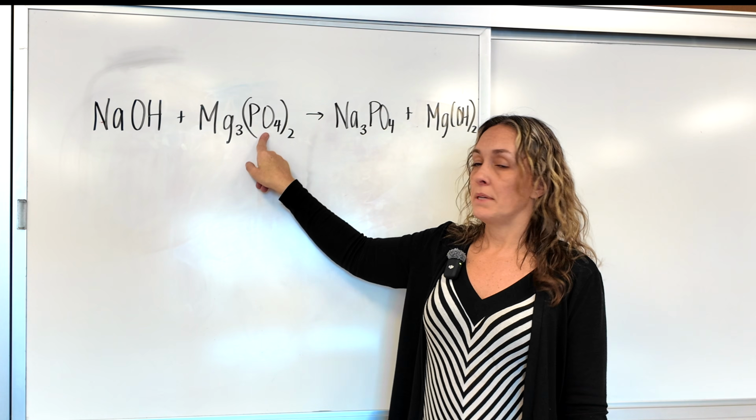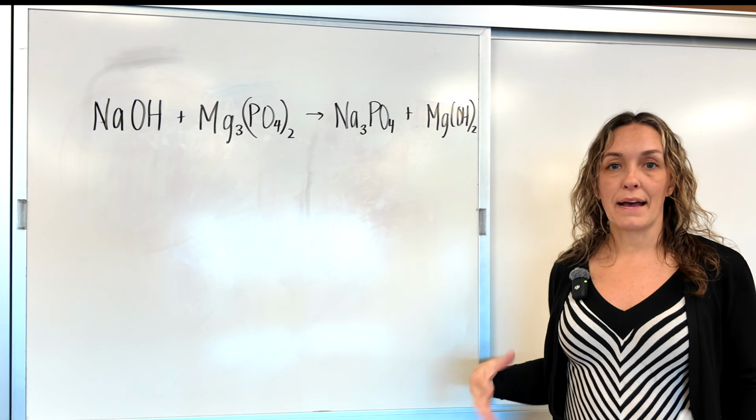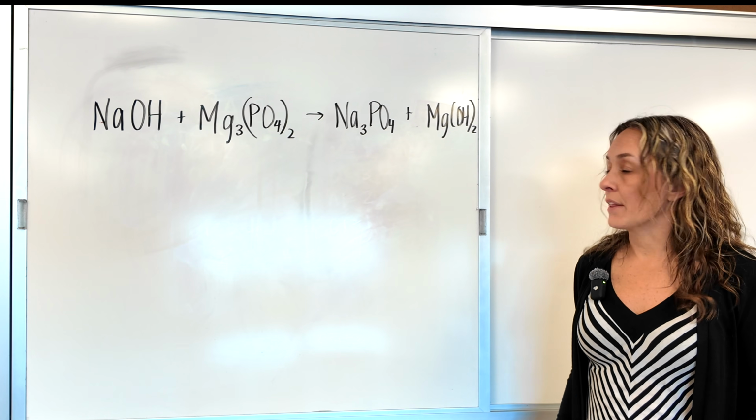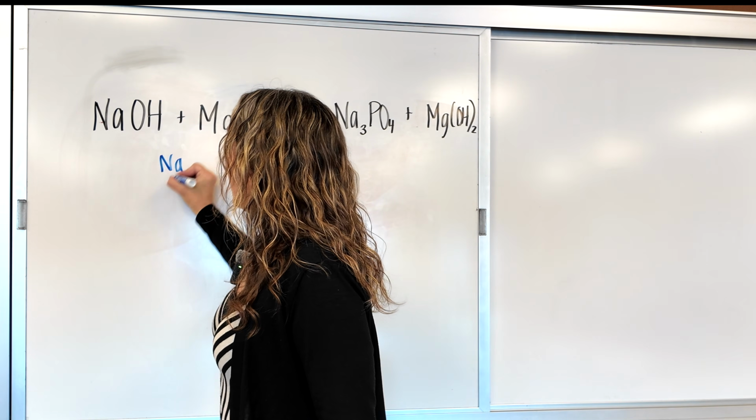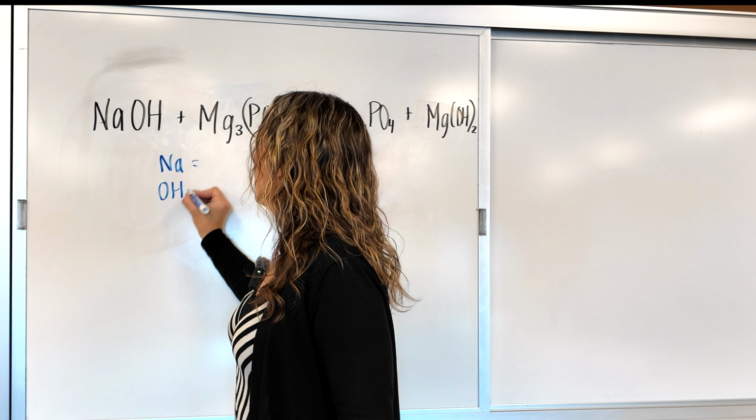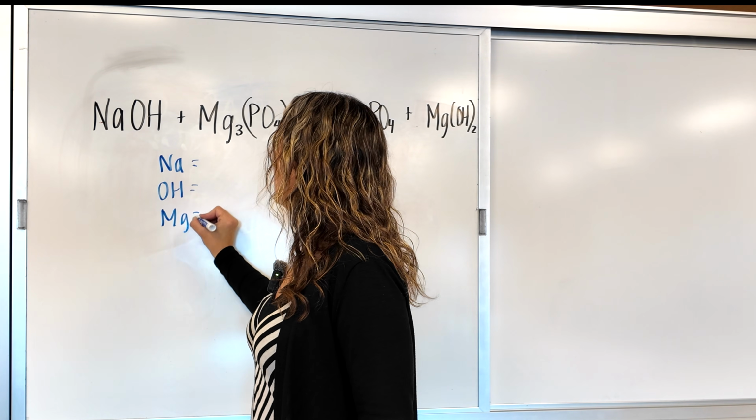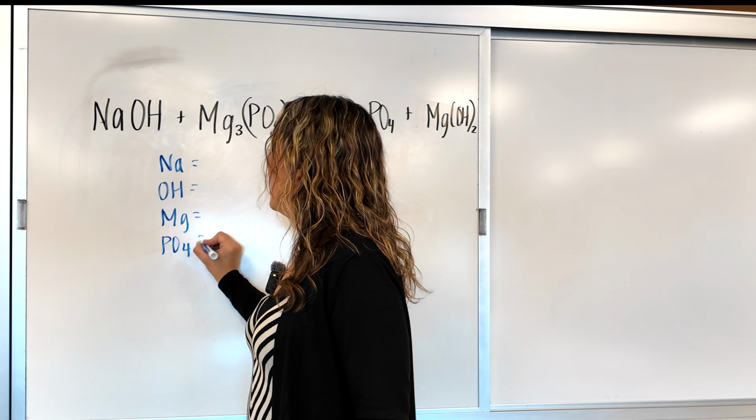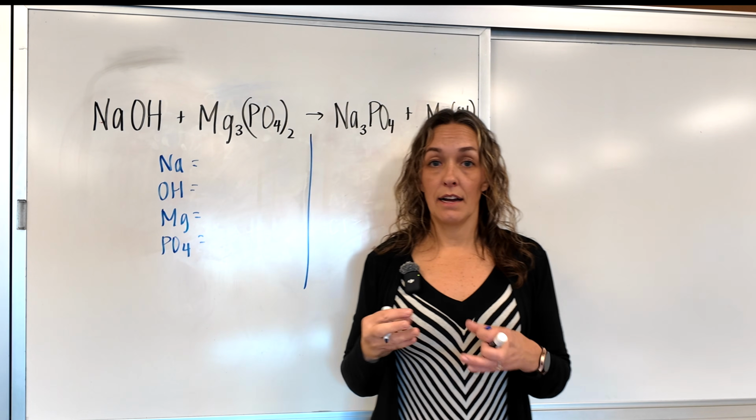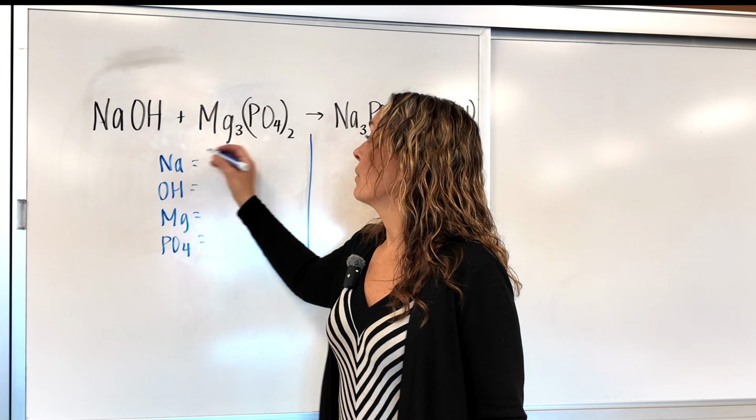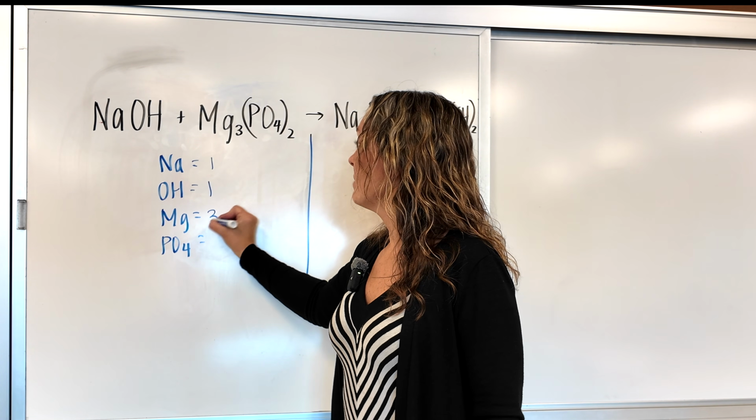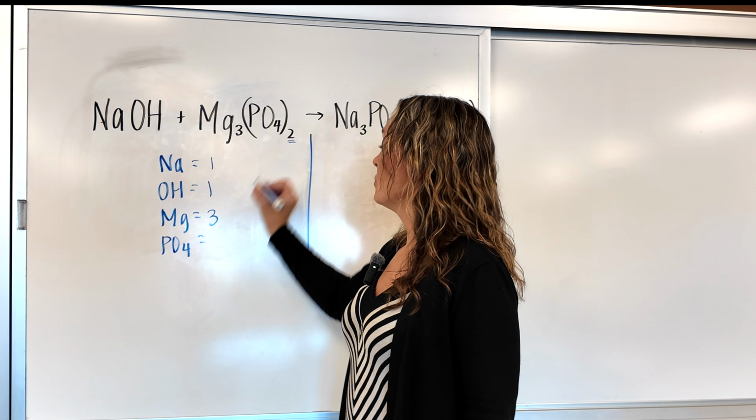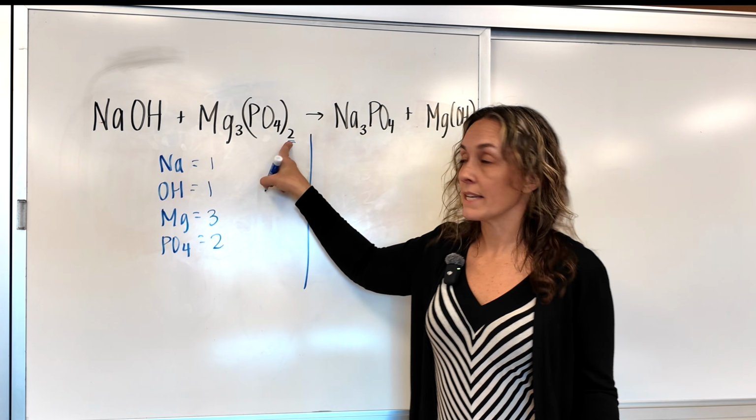Here I have phosphate, PO4. The PO4 goes in and comes back out. So I can leave that together and it's going to make the balancing process a little bit easier for us. I have Na. I'm going to leave my OH together. I have Mg and I have PO4. Again, I'm going to leave those polyatomic ions together when I'm counting. I have 1 sodium, I have 1 OH, I have 3 magnesiums, and I have 2 phosphates as indicated by the number outside the parentheses.